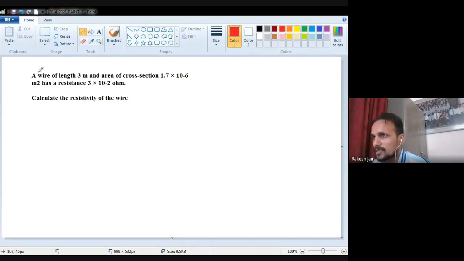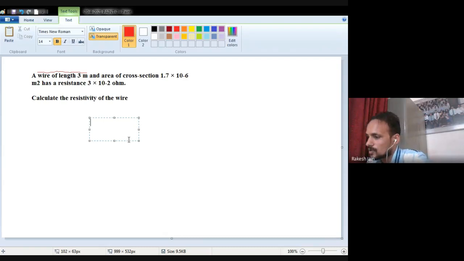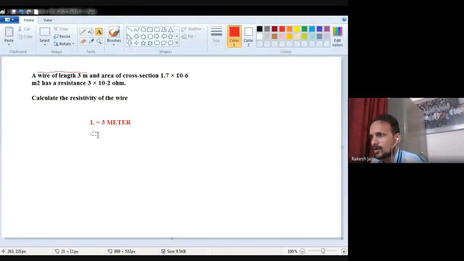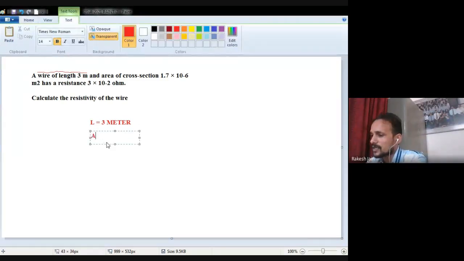A wire of length 3 meter is given. It means L is equal to 3 meter. L is equal to 3 meter is given. And a cross sectional area A is given as 1.7 multiplied by 10 to power minus 6 meter square.